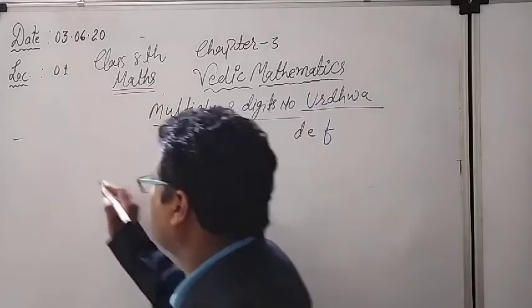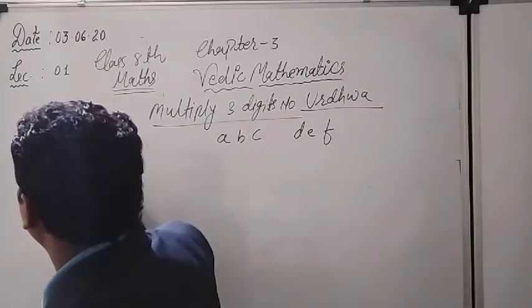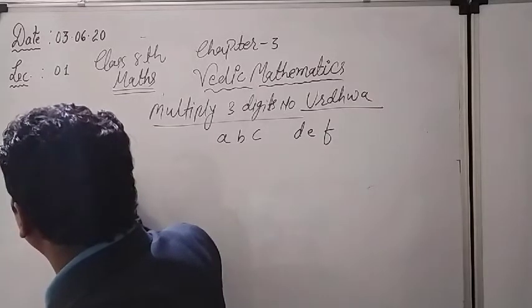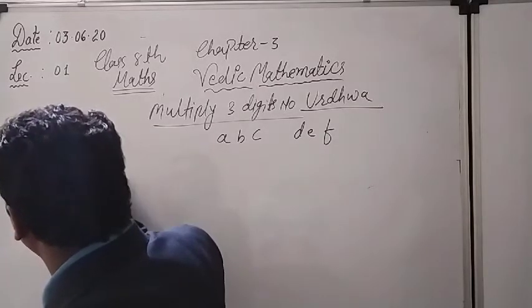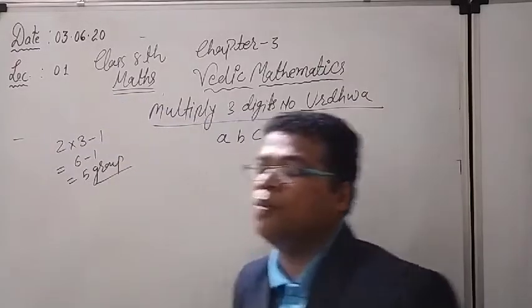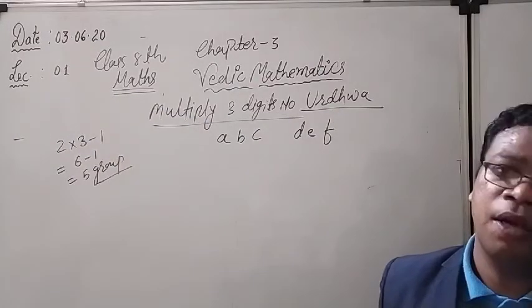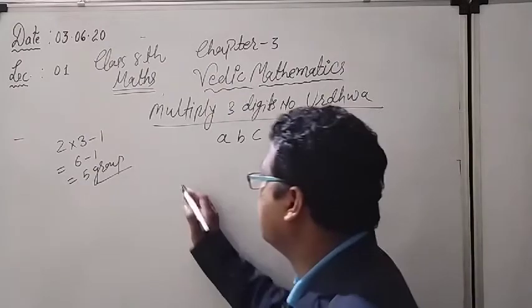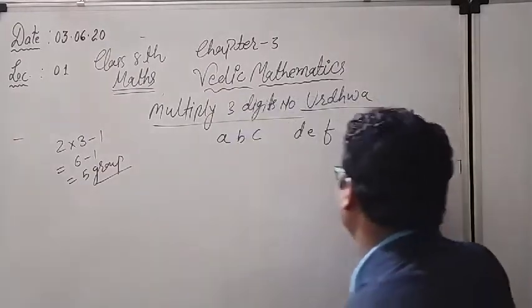The number of groups. See here. For 3 digits, the number of groups will be 2 into 3 minus 1. That I have told you earlier. 6 minus 1 is equal to 5 groups. How many groups will be formed if we want to multiply 3 digits numbers? There will be 5 groups. So 5 groups I have to consider. So this is, for example, starting from the right hand side.